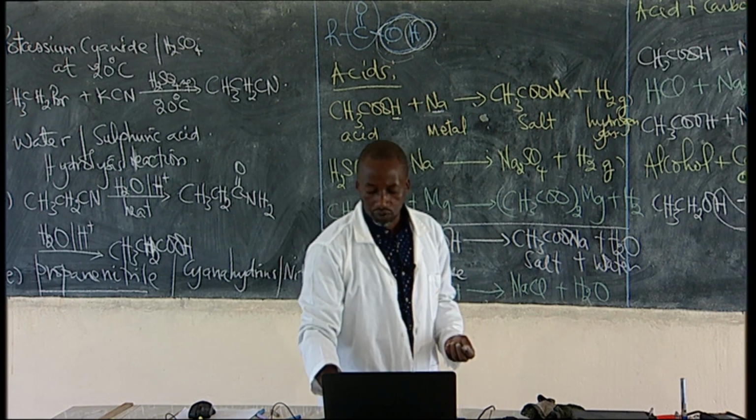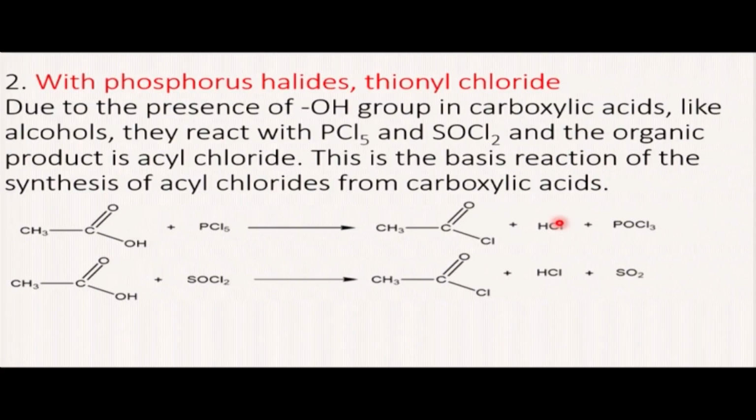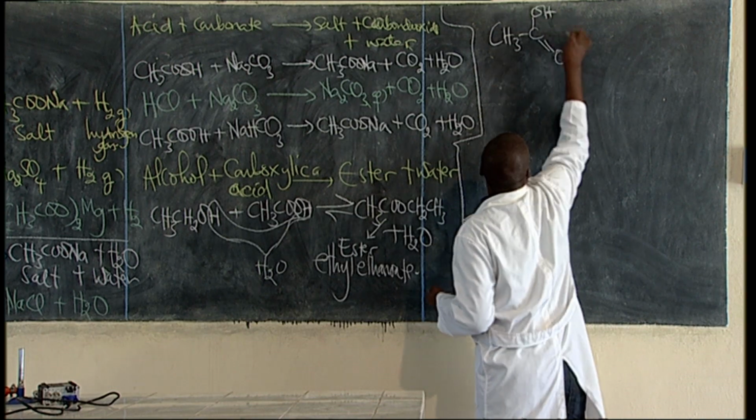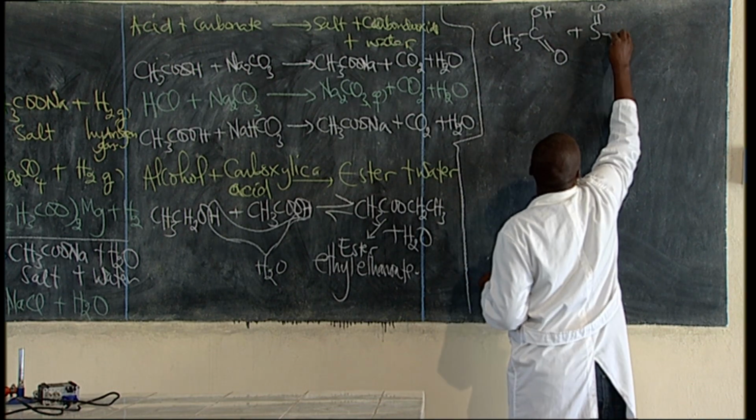So the reaction with phosphorus halides is the same reaction. We said the alcohols also react with carboxylic acids. They react with the carboxylic acids to produce acyl halides and other compounds. So those are some of the reactions. Maybe I can just do one example, one mechanism for the carboxylic acid, where it is reacting with thionyl chloride.